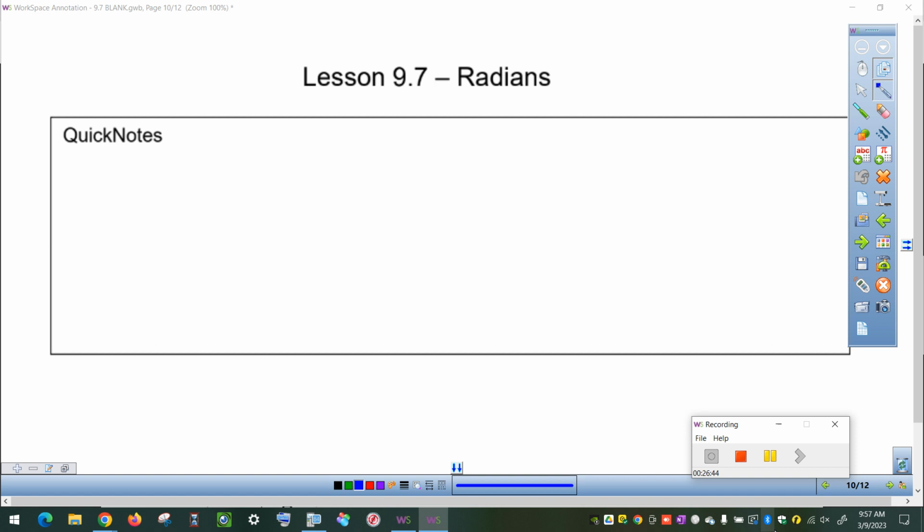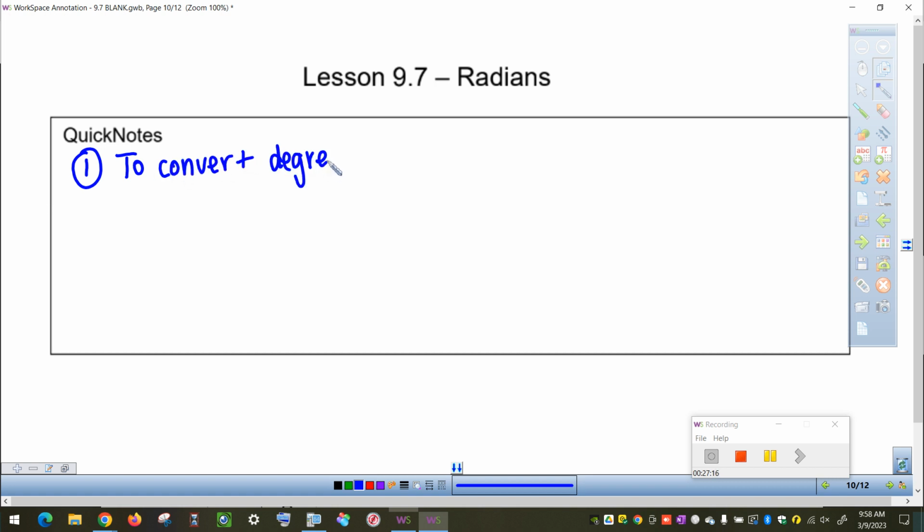All right, so in our quick note section here, we're just going to start with how to convert degrees to radians.